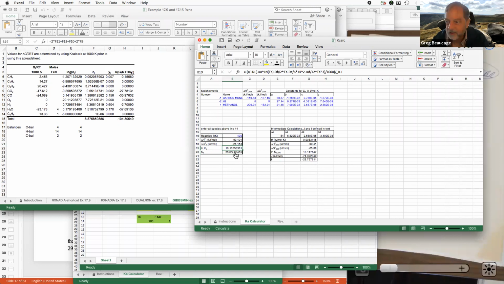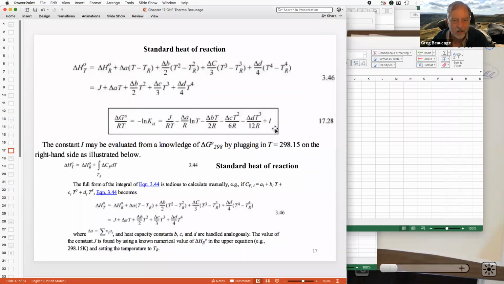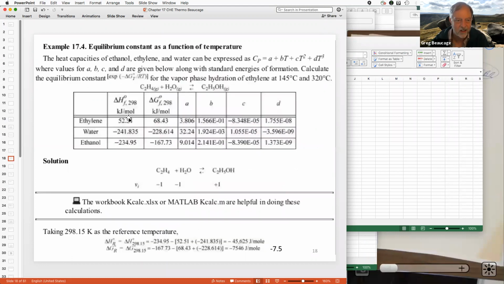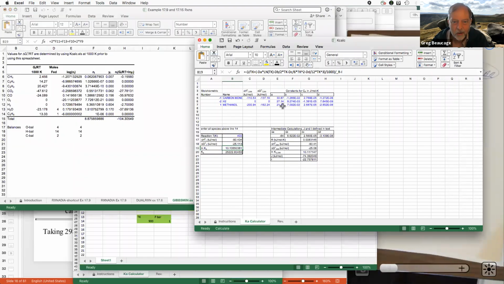I should put those equations in here. So log of Ka is minus the Gibbs over RT, which is going to be like this equation, right? And J and I, you solve by plugging in 298 into this equation. You can get delta H from the 298 enthalpies of formation of your components, and then you plug in 298 for the T and you get J. Same way, you plug in 298 for the T and get the I for the H, using the H's of formation.